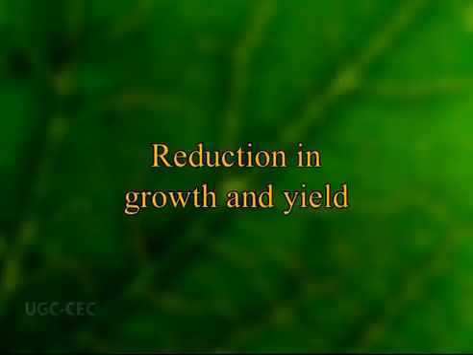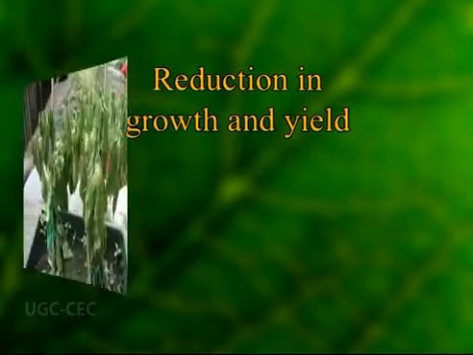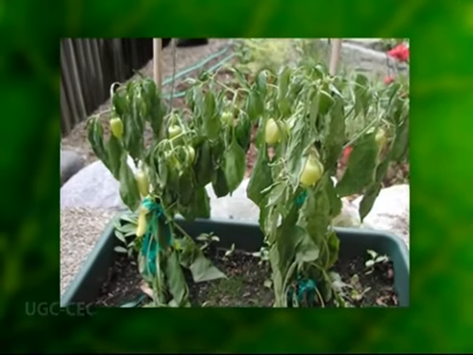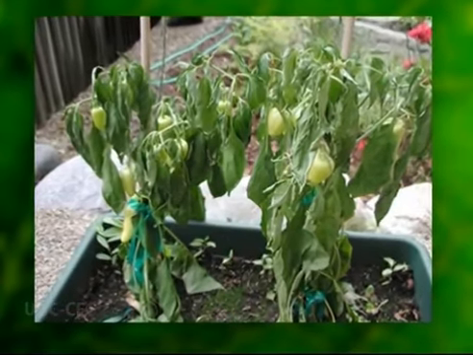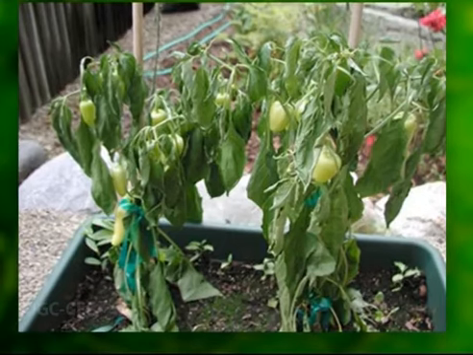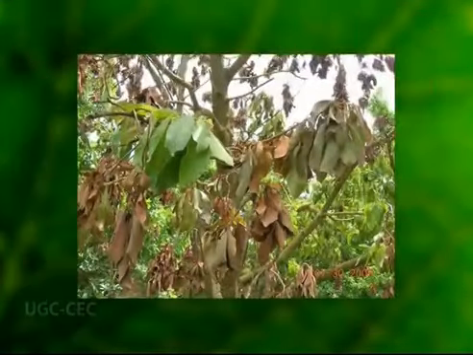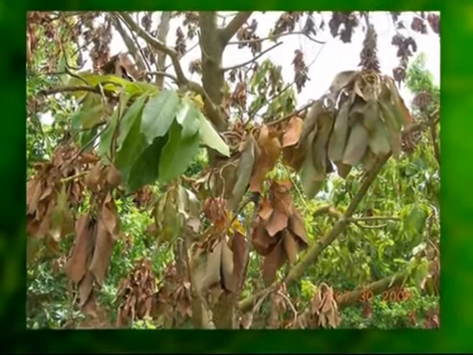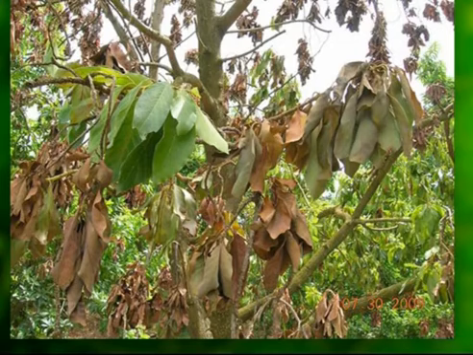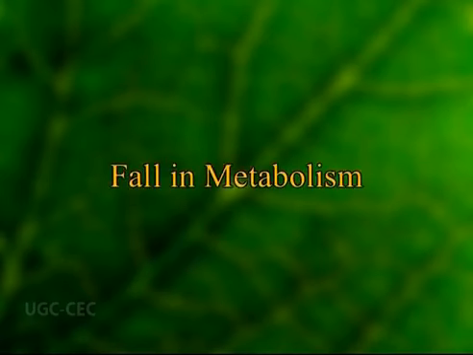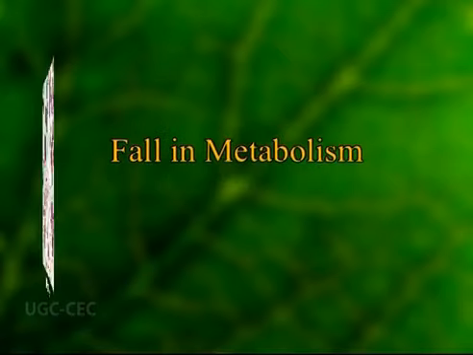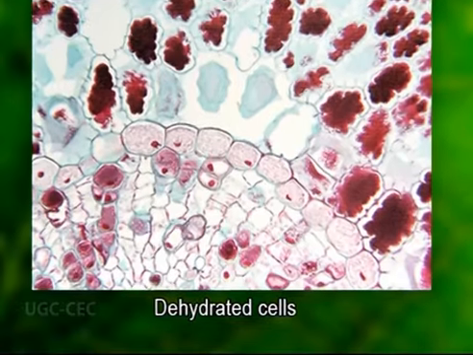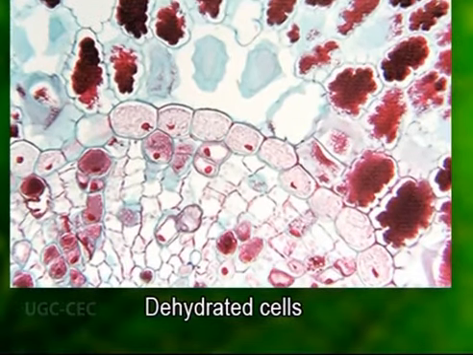A reduction in growth and yield. All expansion and elongation requires turgidity. Water deficit leads to wilting and low growth. No new leaves are formed. Stems and roots lose their meristematic activity, and there is a fall in metabolism. The protoplasm requires a certain optimum hydration for maximum efficiency.